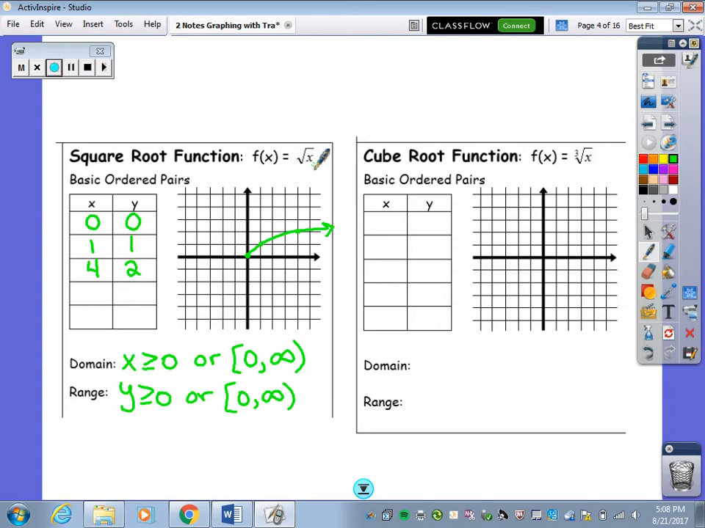So, some numbers that can help find our function here are 0, -1, 1, and just as before, we need to be careful choosing our numbers because we want to choose numbers that are going to be easy for us to graph. So the next numbers that we're going to want to choose are -8 and 8. When we put -8 underneath here, we get negative 2.